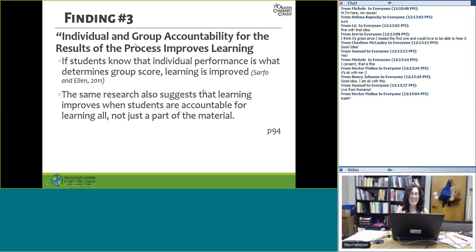All right. So finding 3, individual and group accountability for the results of the process improves learning. This just comes back to that old adage of students don't do optional. If you just tell students that they're going to be responsible for teaching each other, you might think that the embarrassment of failing to do a good job would be enough. Turns out no. You really want to tie something to it.